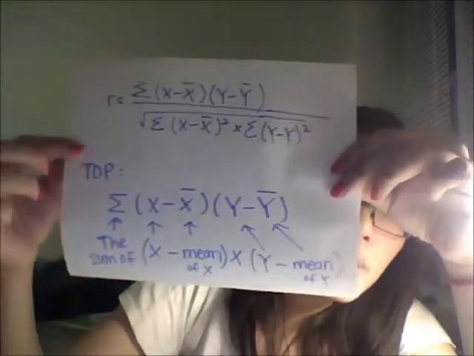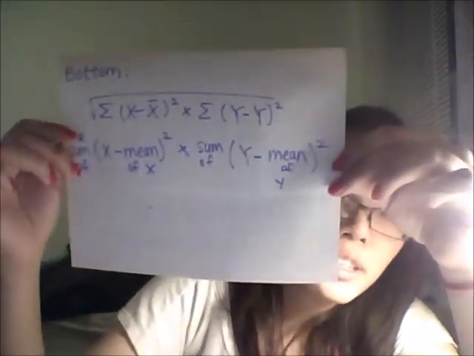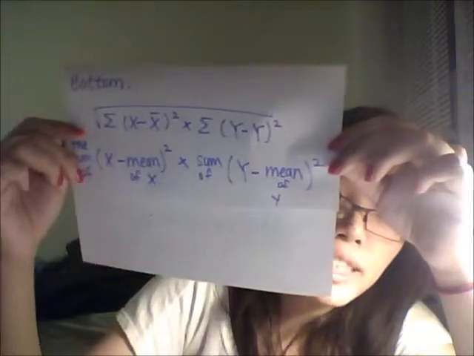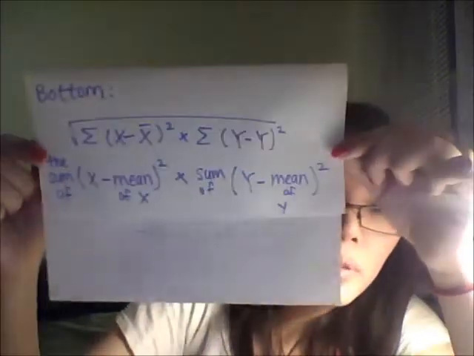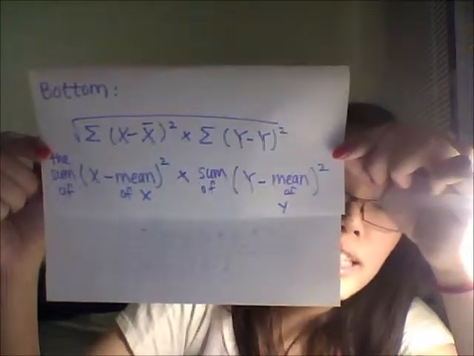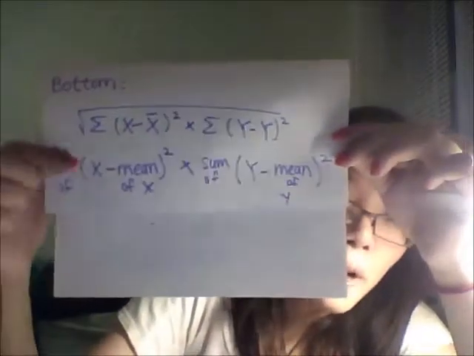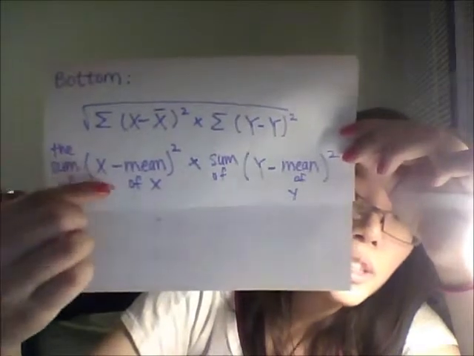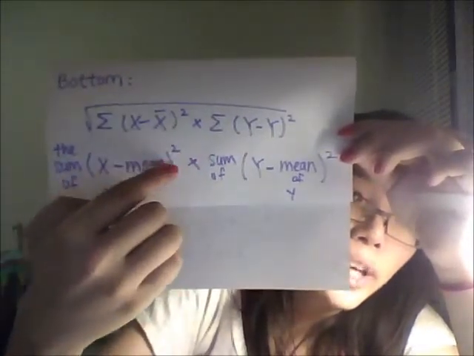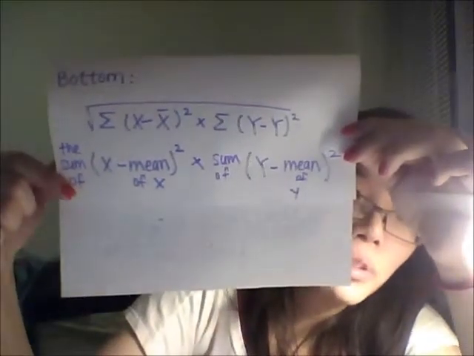Now let's move on to the bottom part of the equation. This is the bottom part. Here's the little square root. I didn't input the square root over here because I didn't have enough space. So as we mentioned before, that E is the sum of. And then this part of the equation is very similar to the top, but the only difference is a little square it has here and here, and it has a square root over it.